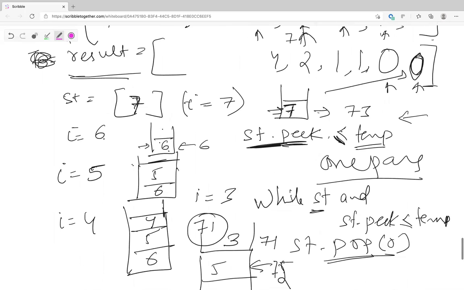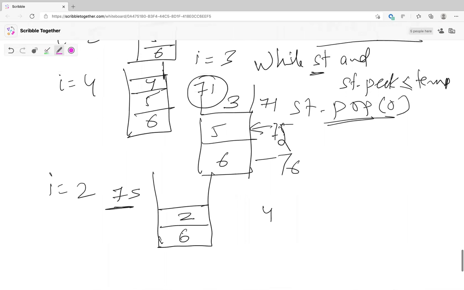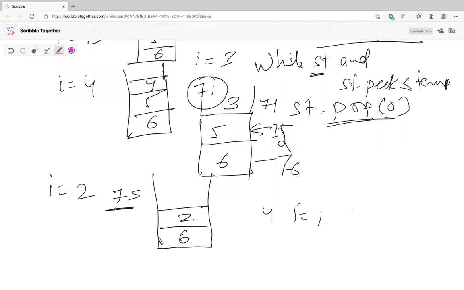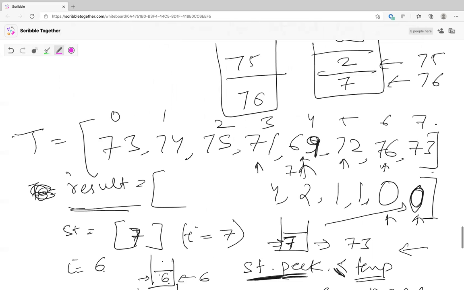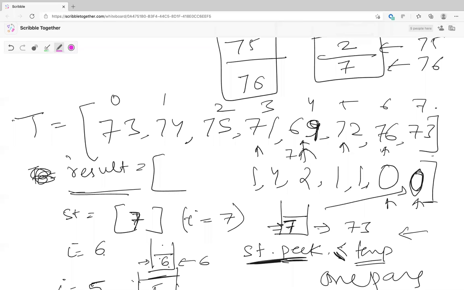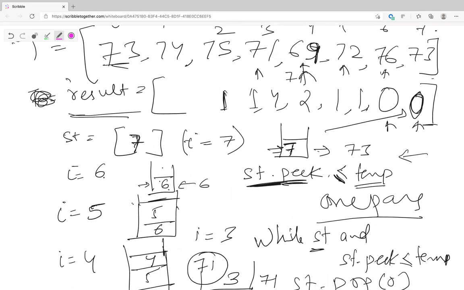Now let's go for 74. I equal to 1. We have 74, which is less than 75. We just append. Basically, we keep checking. It is 2, 74 is 1, so this will be 1. Similarly for this 73, it will be 1. Now let's see what the solution is. I'm checking LeetCode, so your output is 1 1 4 2 1 1 0 0. So that's what the result is.